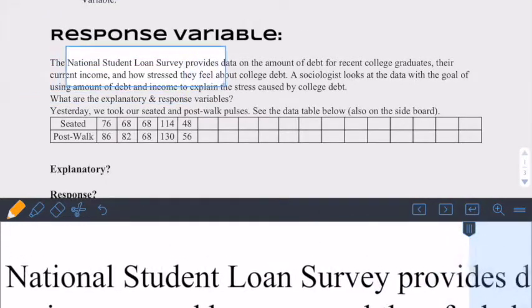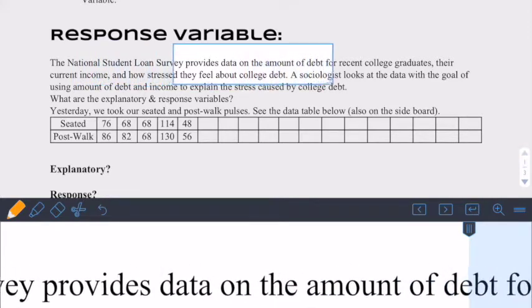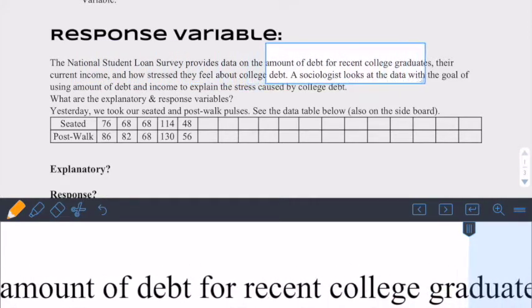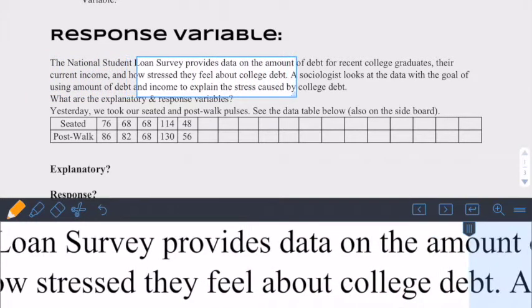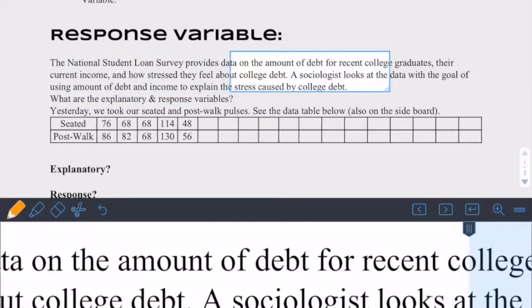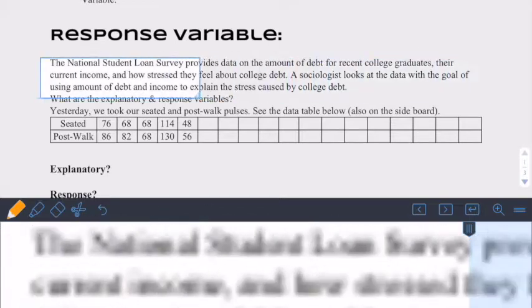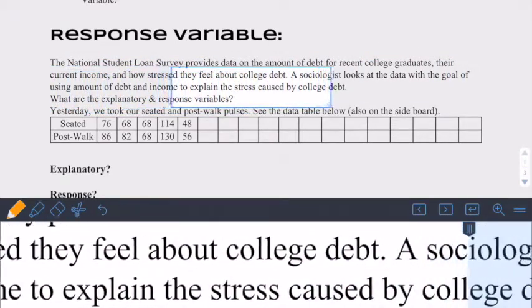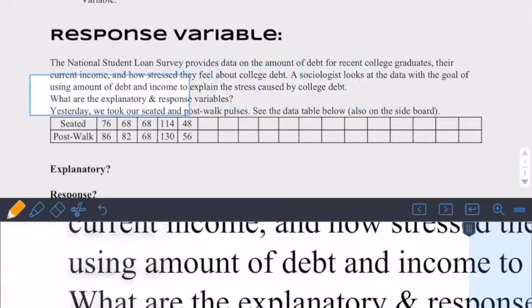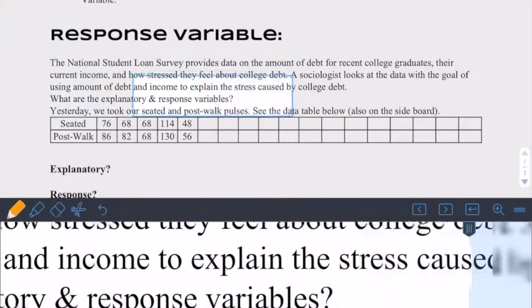The National Student Loan Survey provides data on the amount of debt for recent college graduates, their current income, and how stressed they feel about college debt. A sociologist looks at the data with the goal of using amount of debt and income to explain the stress caused by college debt. What are the explanatory and response variables?